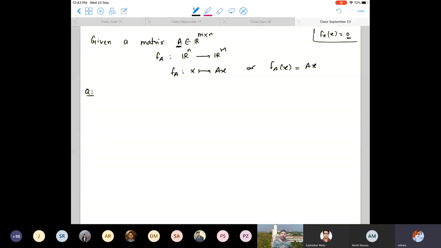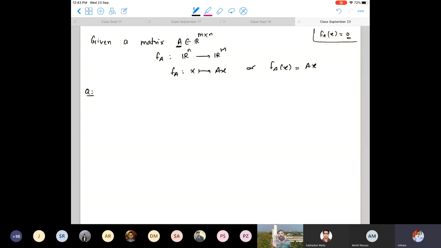So I have observed that if I fix a matrix A, then that matrix A will give rise to a linear function from Rn to Rm. If size of A is m cross n, then the linear function will be from Rn to Rm. So the converse question I ask is that if I am given a linear transformation f from Rn to Rm, can I have a matrix associated with that linear transformation so that I can say that matrix vector multiplication is the only way of obtaining a linear transformation.